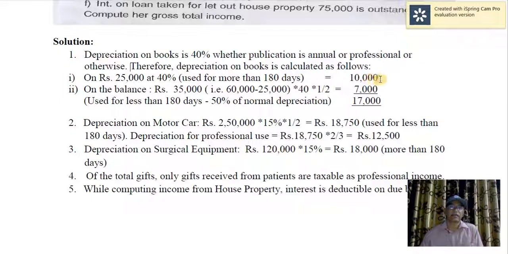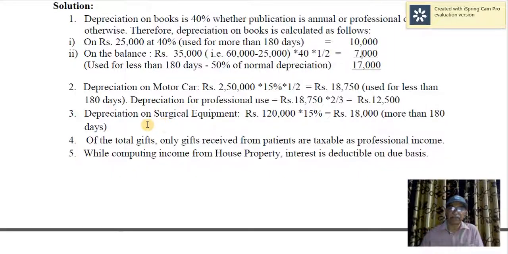On the balance, that means 60,000 minus 25,000, so on the value of 35,000, if you calculate 40% for half the year, you will get 7,000. That is 50%, because it is used for a period lesser than 180 days. Therefore, 50% of normal depreciation is considered. Therefore, 7,000 is the depreciation on 35,000. Together, 17,000. Similarly, depreciation on motor car on 2,50,000 at the rate of 15%.